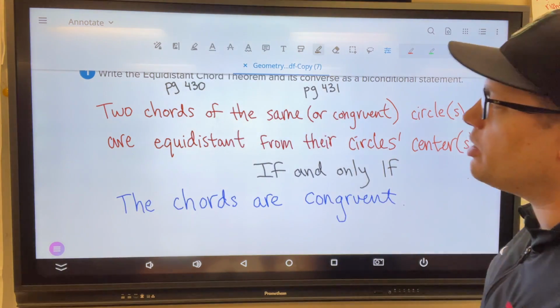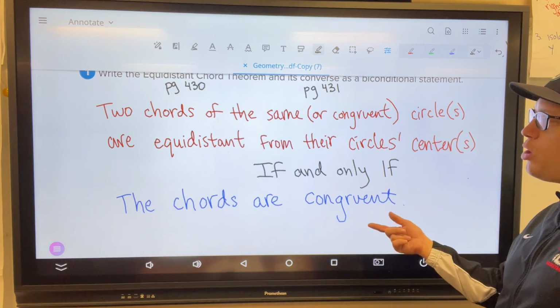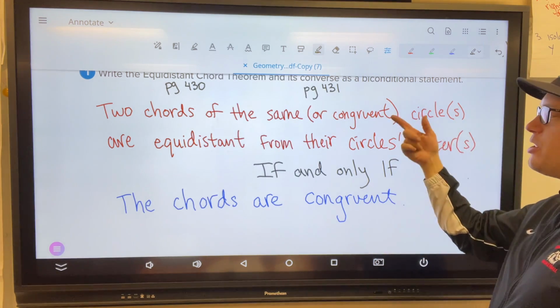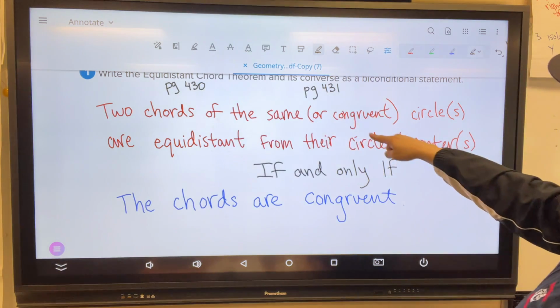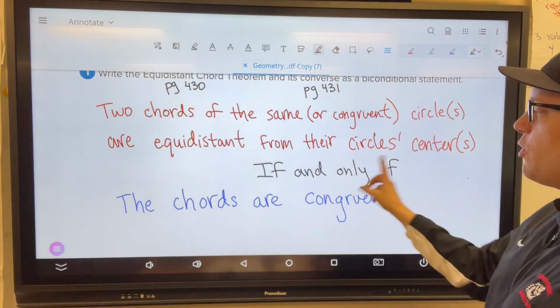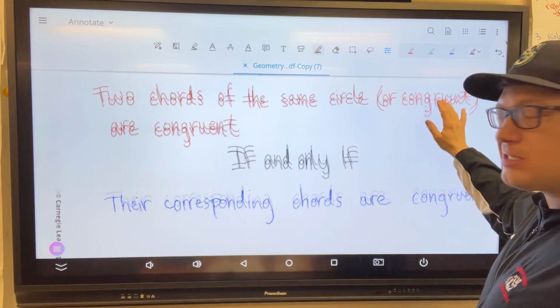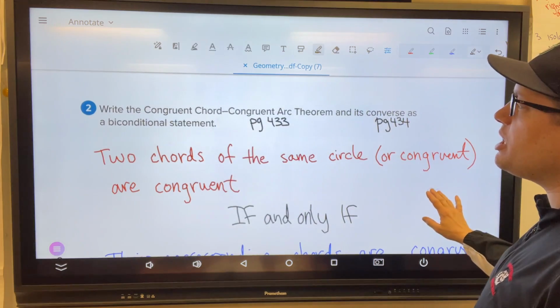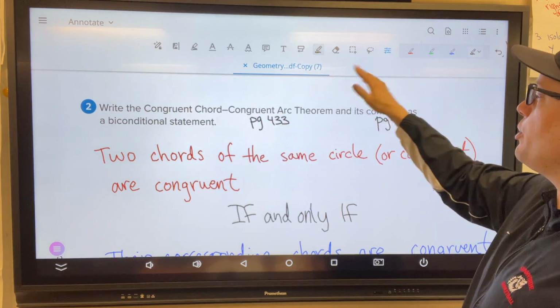So I wrote it in two different colors, hope you can tell, and I put if and only if in the middle between those two colors because you could say one and then the other, or you could say the other and then the one, and it would be totally true. Two chords of the same or congruent circles are equidistant from their circles' centers if and only if the chords are congruent. Boom.